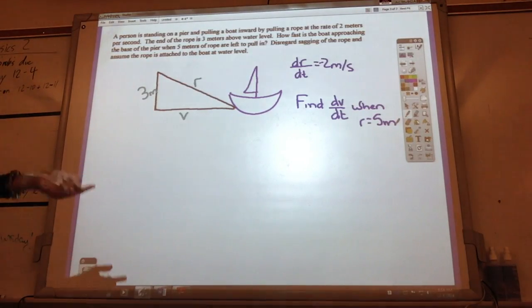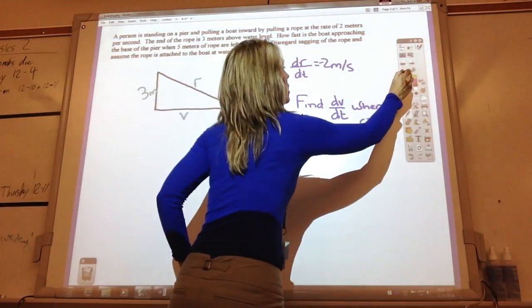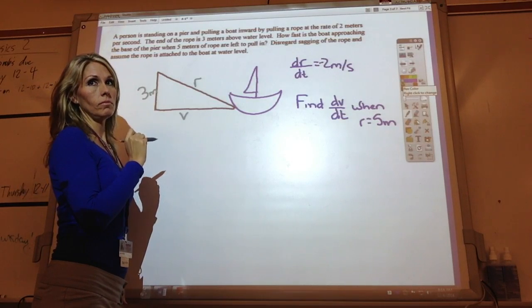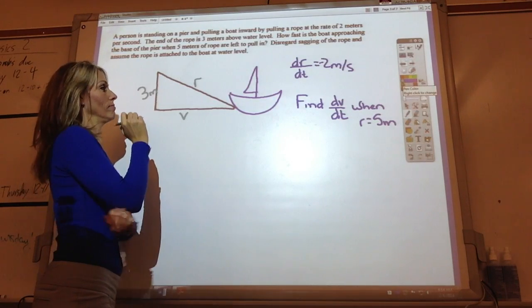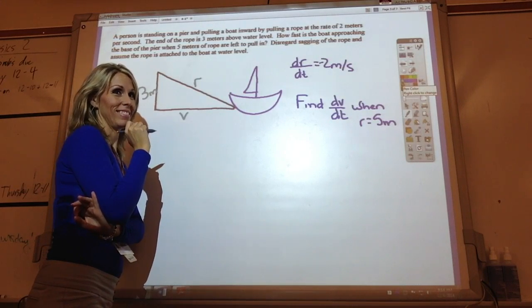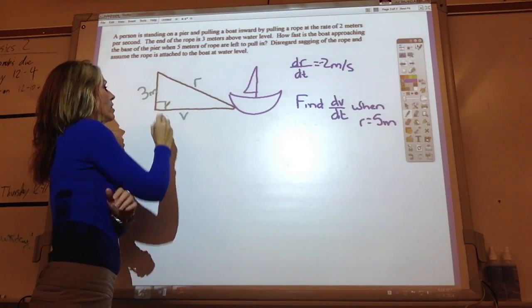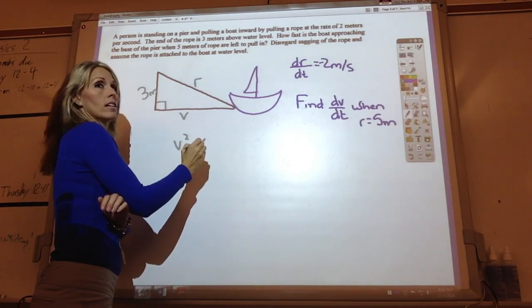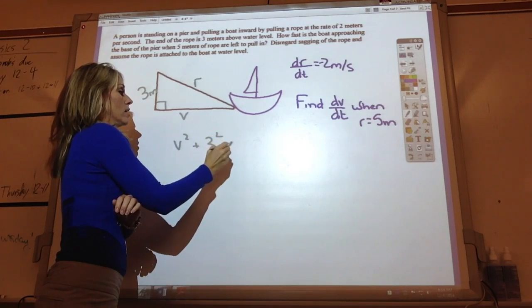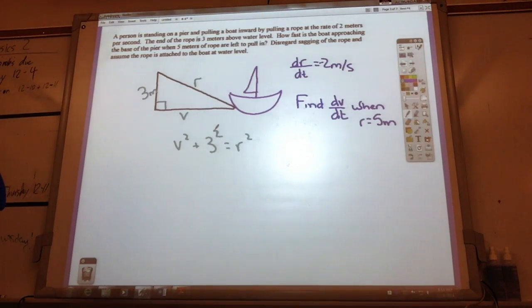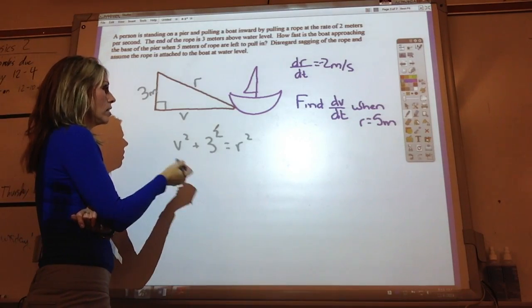All right, so what equation could we write? It's a triangle. Is that what it's going to be? Uh-huh. Okay. V squared plus 3 squared equals R squared. Perfect. Yep. All right. R is 5.